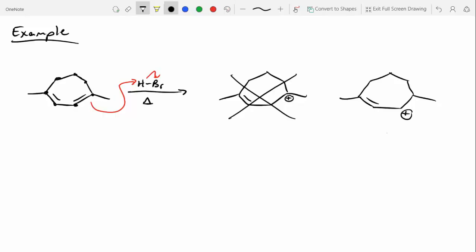Nope. Either way, you always want to go through your most stable carbocation intermediate, just like we saw in chapter 9. It doesn't always indicate that it's going to go onto a tertiary carbon. Resonance trumps a tertiary carbon.